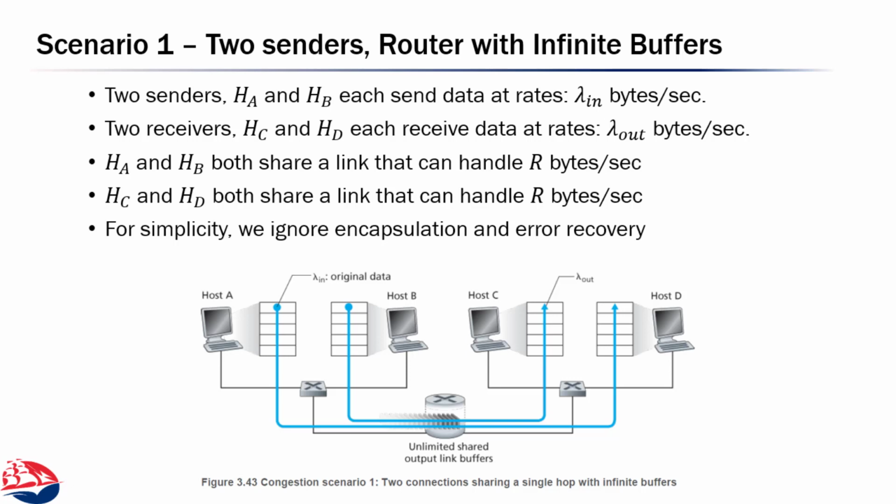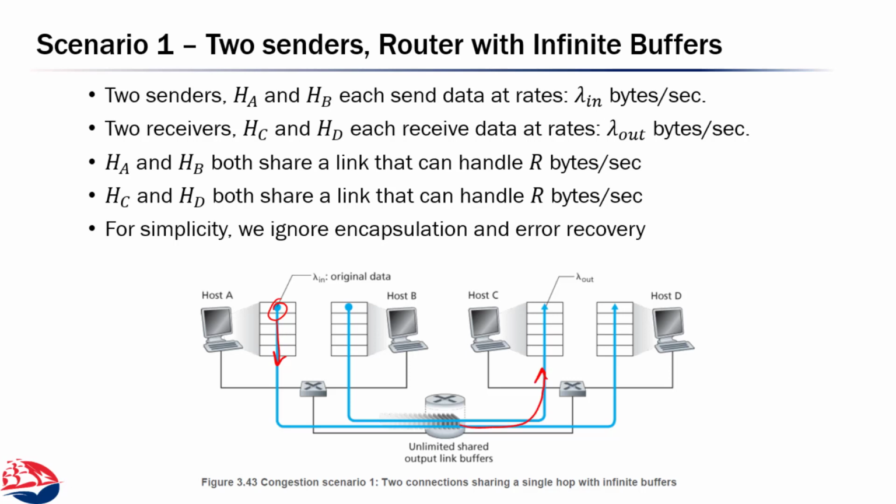In the example that has two senders and a router with infinite buffers, we have two senders, host A and B, and they each send data at a rate of lambda in bytes per second. Lambda in just refers to how fast data is going into the router. Then we have two receivers, host C and D, that each receive data at lambda out bytes per second.